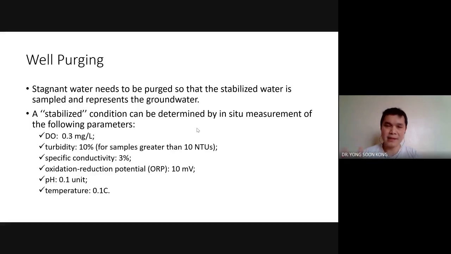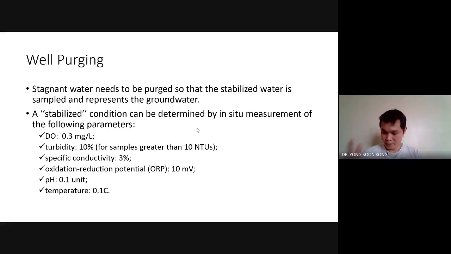Because why? Now let's say if you forgot to purge the stagnant water, what happened is the parameters of the stagnant water will be very different than the purged water, the one that comes in later after that. So due to this difference, you cannot start collecting the groundwater. You have to continue purging until you can find no difference in parameter after successive volumes of the purge water.